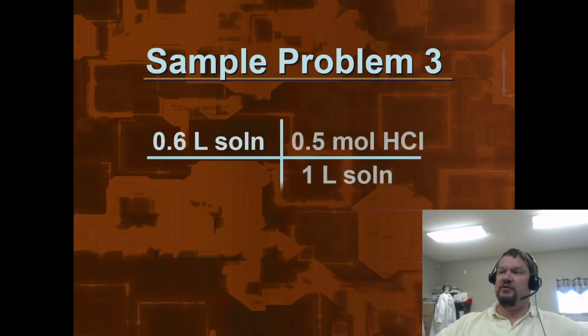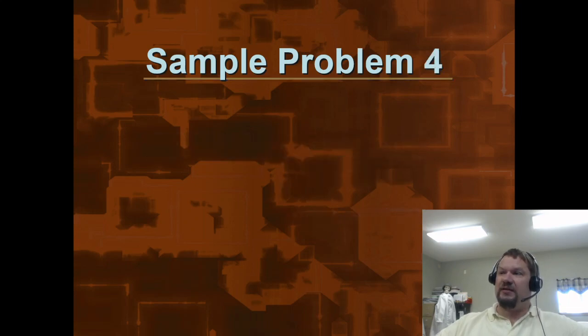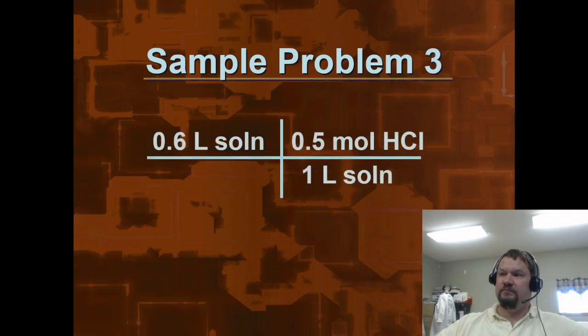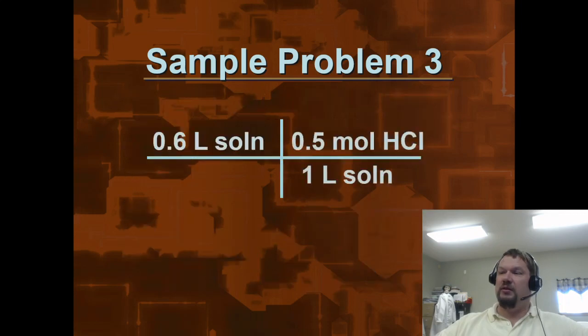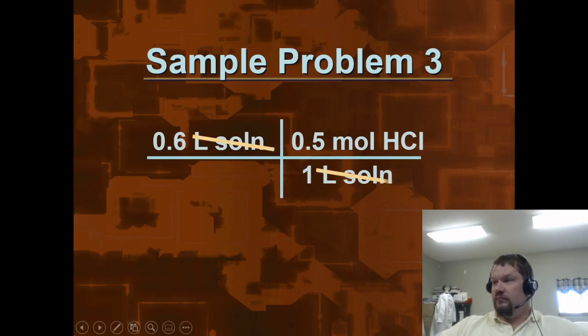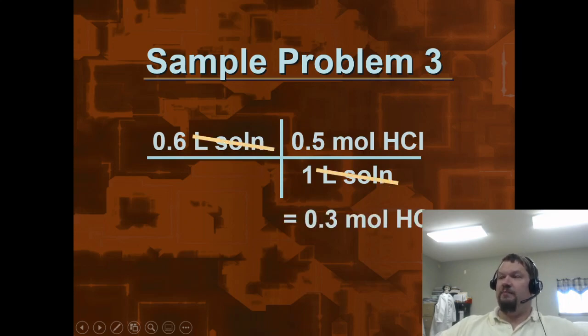0.6 liters of solution. 1 liter of solution is half a mole of hydrochloric acid. That's 0.3 moles of hydrochloric acid. See how that was done? We have 0.6 liters of a half molar solution. So 0.6 liters of a half molar solution gives us 0.3 moles of hydrochloric acid to be able to do that problem.